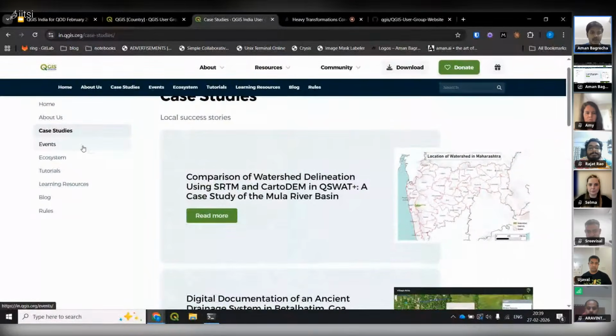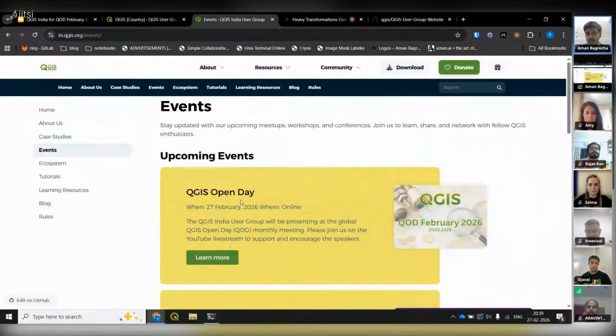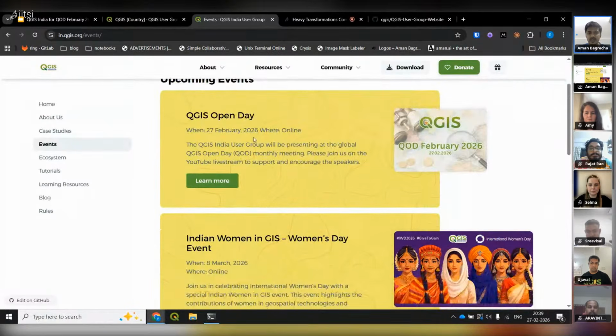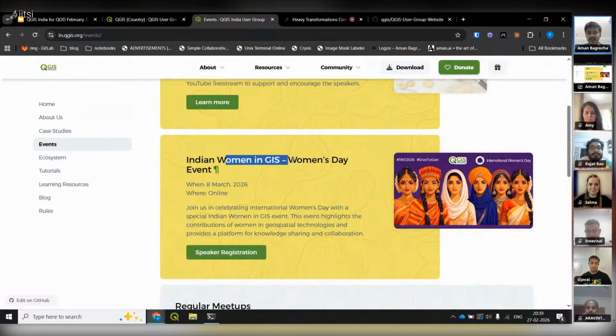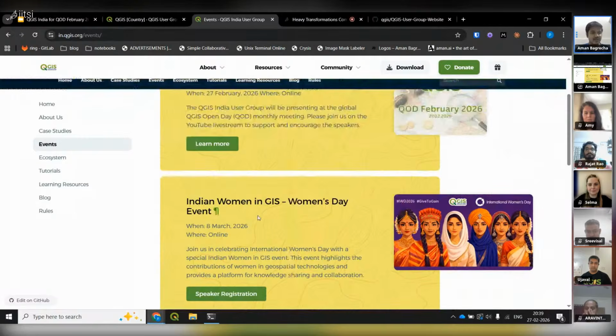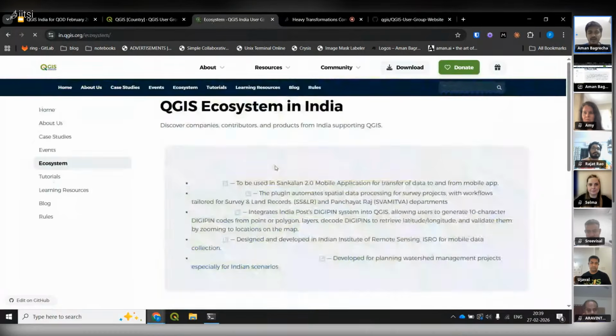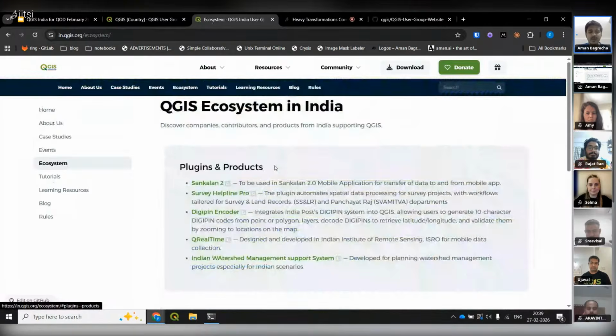You also have events. So all the events that happen particularly in India are updated here regularly. You can see QGIS Open Day written, and we also have a special Women in QGIS event upcoming on 8th March. So these are a few things that will be showcased. You also have the ecosystem. So far nobody knew what plugins and products are coming out of India. So we now have a dedicated page for that as well.